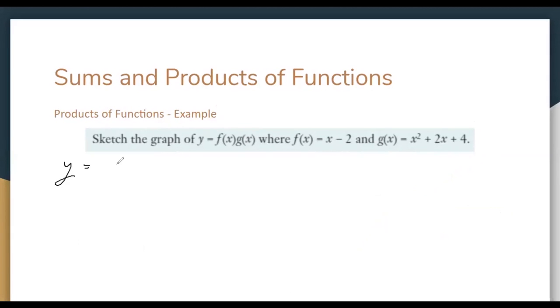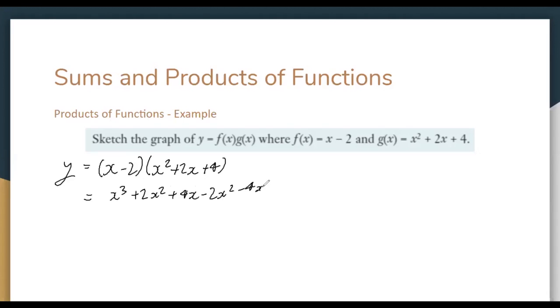So y is equal to, and in this case, it's going to be f of x times g of x, and now f of x is x minus 2, and our g of x is going to be x squared plus 2x plus 4. And so if we expand this one out now, what we're going to get is x cubed plus 2x squared plus 4x minus 2x squared minus 4x minus 8. That's relatively simple. That's going to be x cubed minus 8.